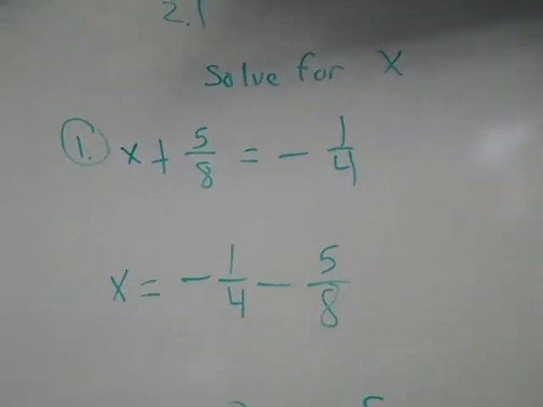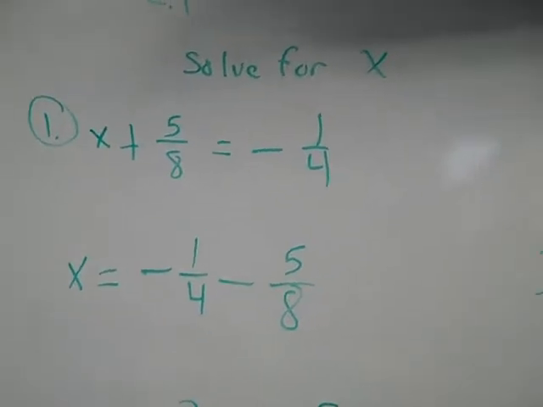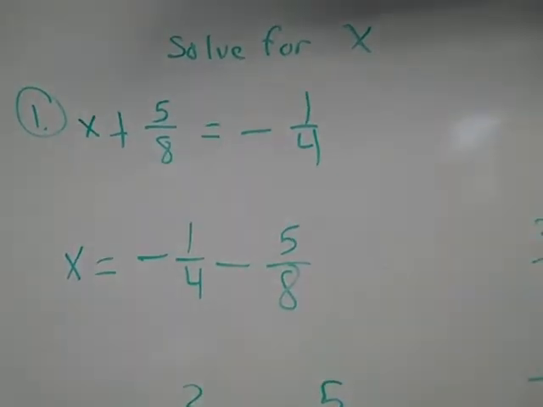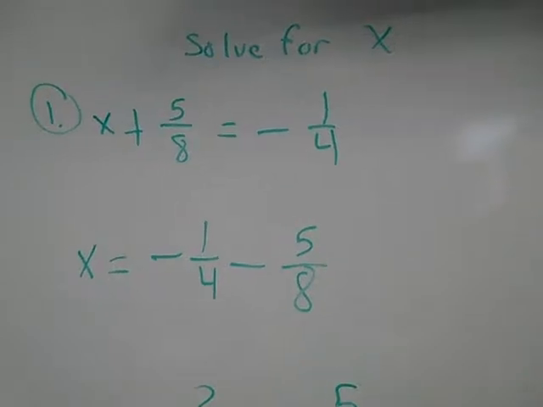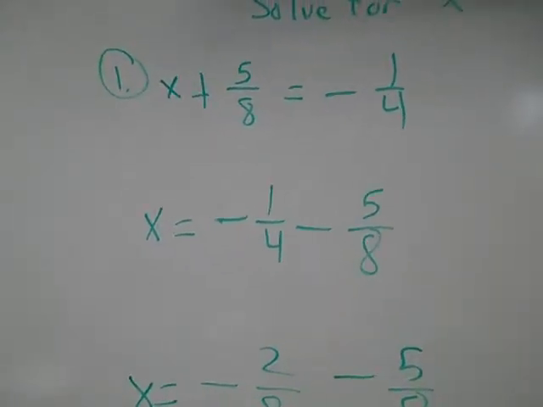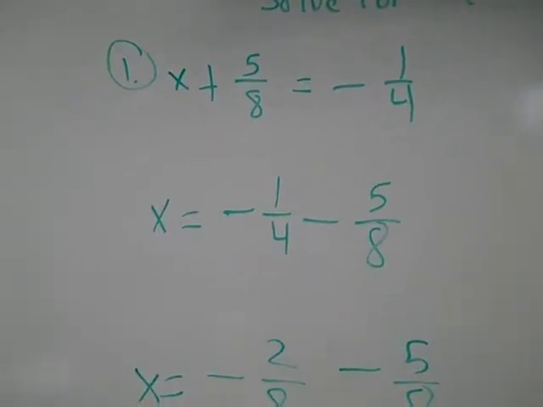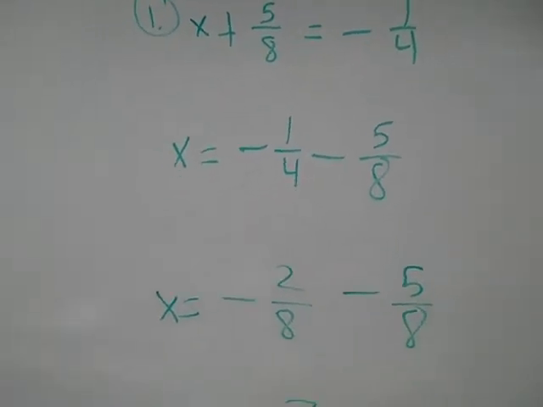And the very first problem, and for several problems, it wants us to solve for x, or whatever variable we're given. It could be r or t or whatever. x plus 5/8 equals negative 1/4. You want to get x's on one side and regular numbers on the other.